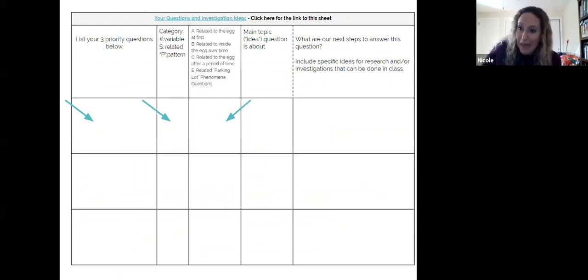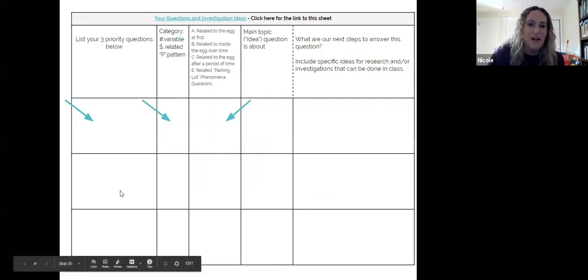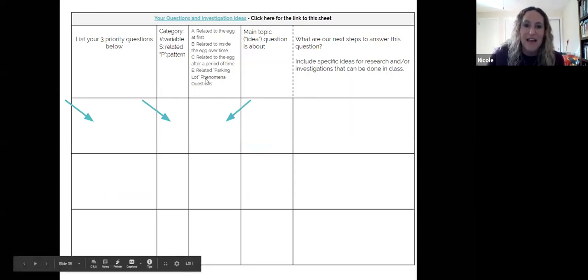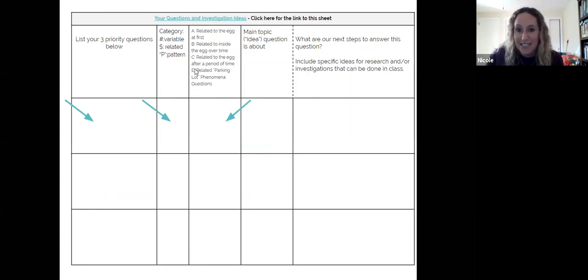This is a sheet I've been playing with too for a couple of years now. It started as one version and now it's at this version at this current time. But I find that this sheet really helps us with our prioritization step. So I have them list their 3 questions below in the first column. And then they do have to write down whether it's a pattern question or a choice question. And then they have to categorize it. Is it A, B, C? I just realized that's E. That should be a D.